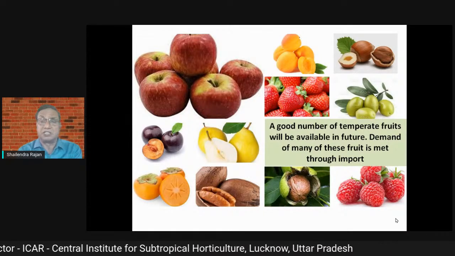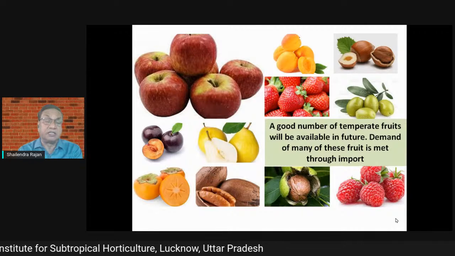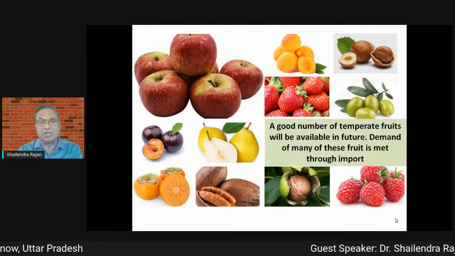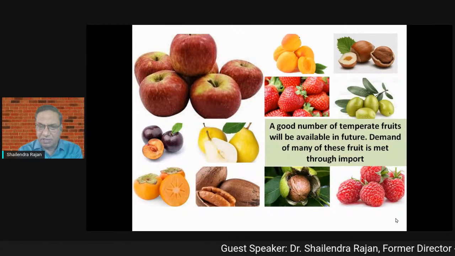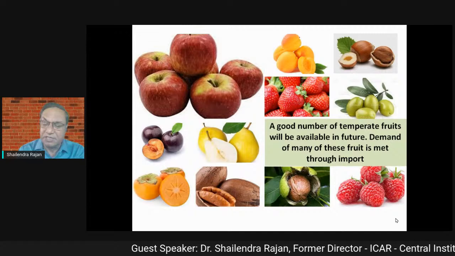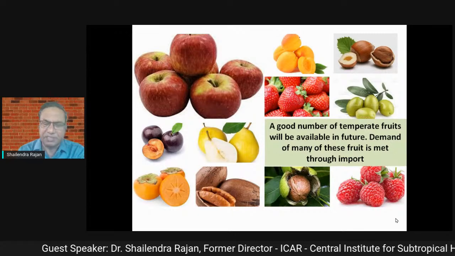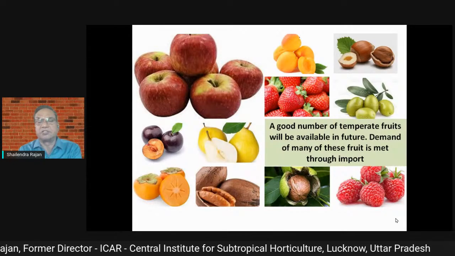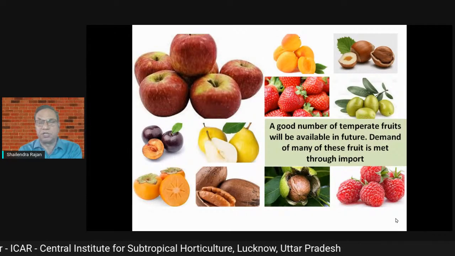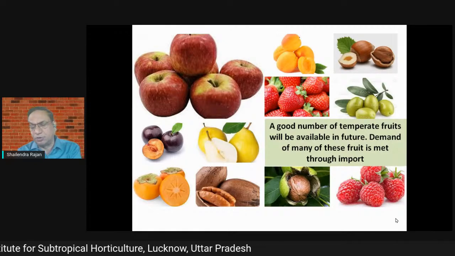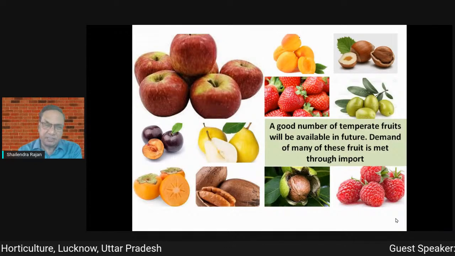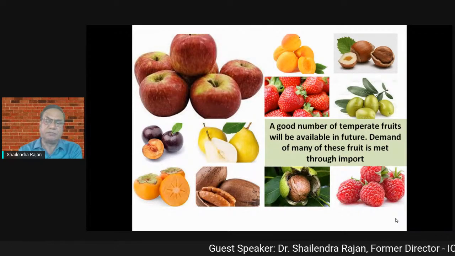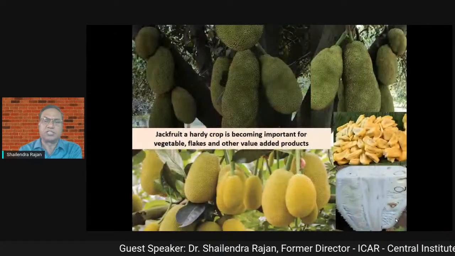Apple, apricots, strawberry, pecan nut, hazelnut, then plums, persimmon, then raspberry, blueberry. These are becoming common in the markets, but now we have to equip ourselves with better production. Luckily, many of the varieties being introduced for these crops are well suited to the country's conditions, and we are going to produce them in the near future. The demand which is being met through import can be met through self-production.